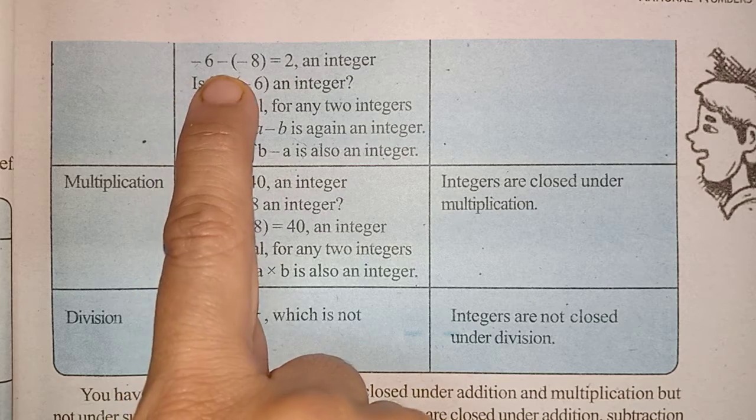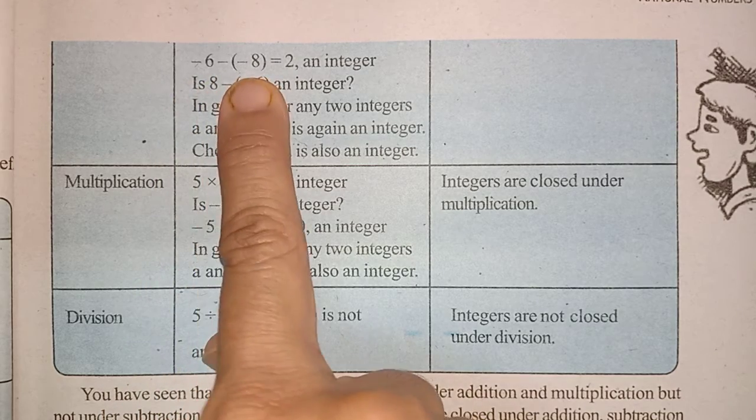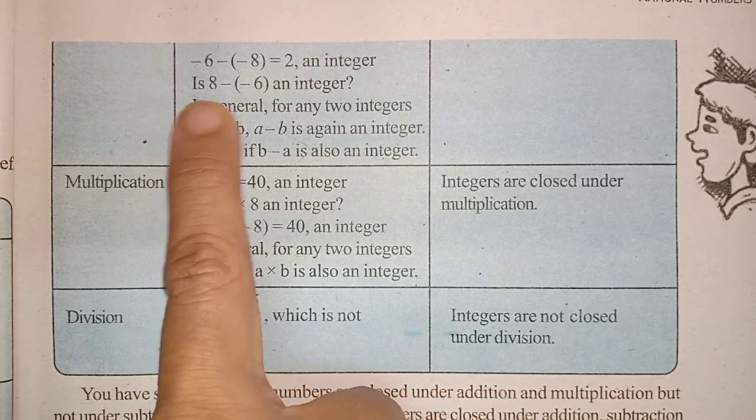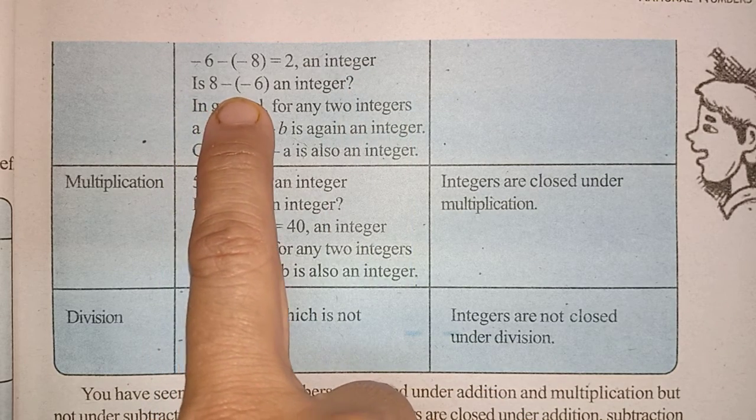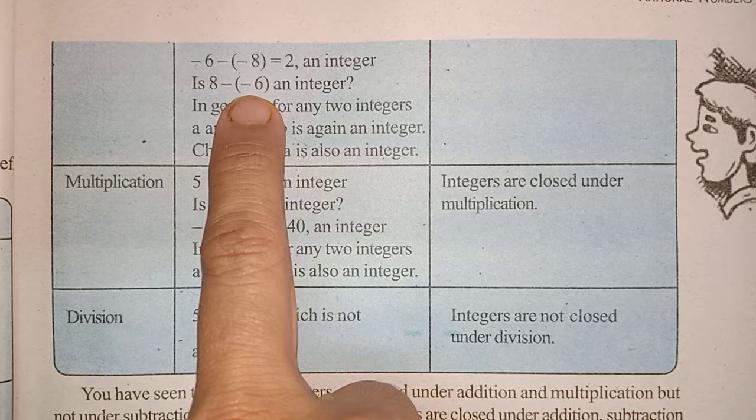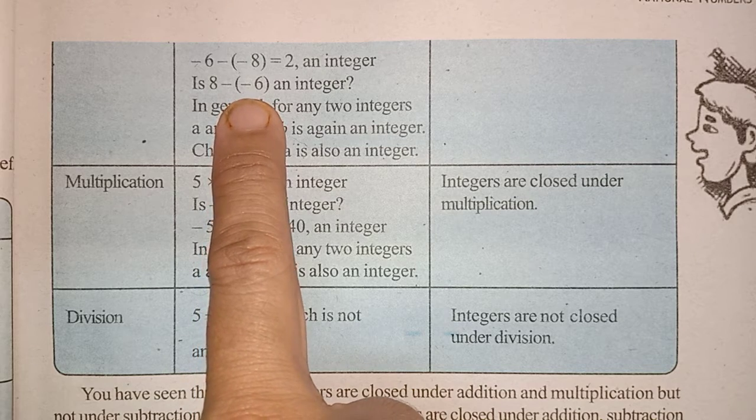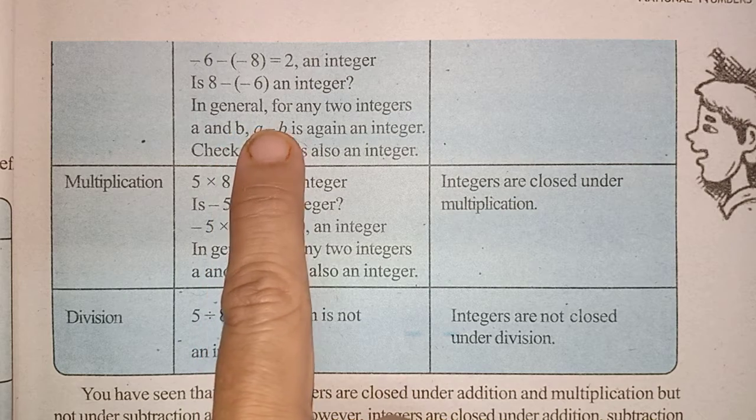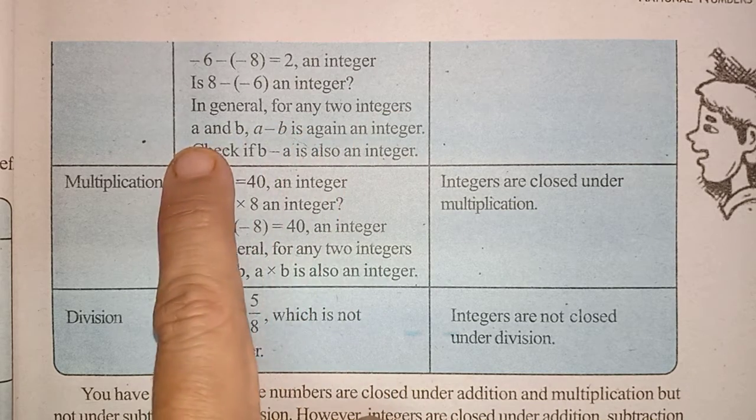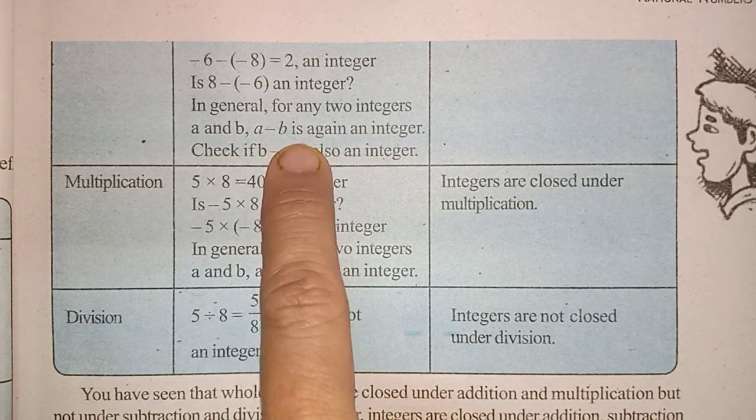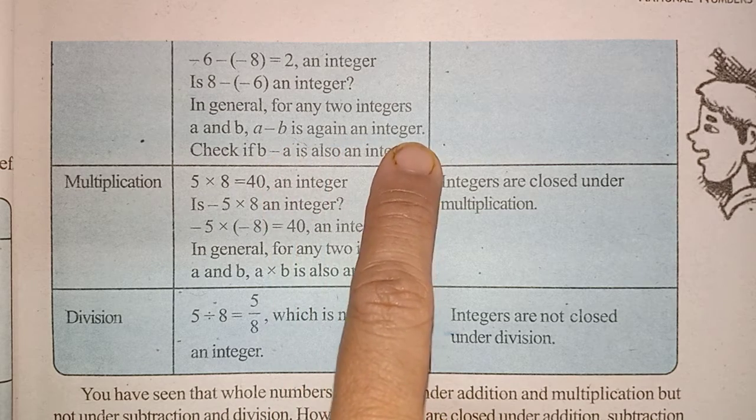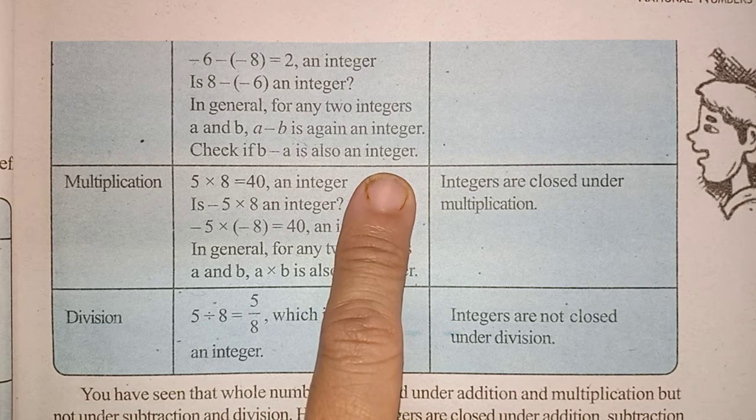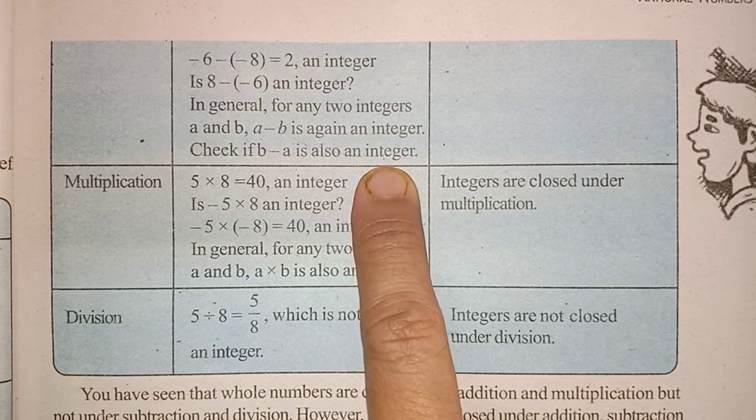Minus 6 minus minus 8 gives the answer 2, which is also a positive integer. 8 minus 6, after solving this we also get an integer. So in general, for subtraction, for any two integers a and b, a minus b is again an integer. Check if b minus a is also an integer. Yes, it is also an integer.